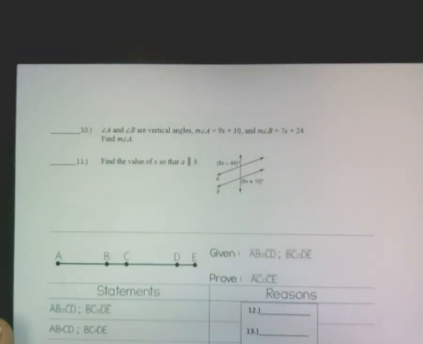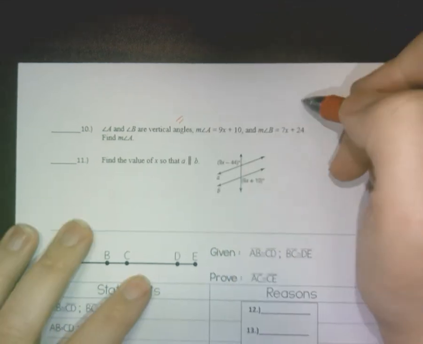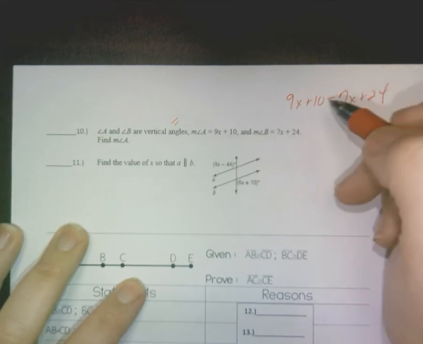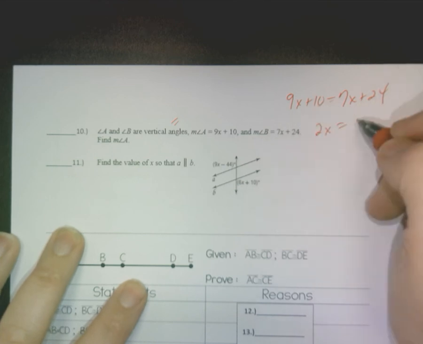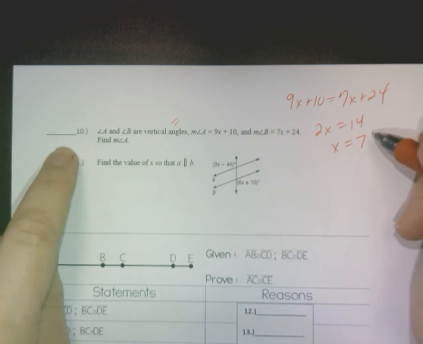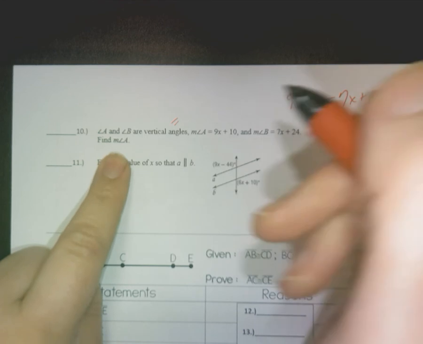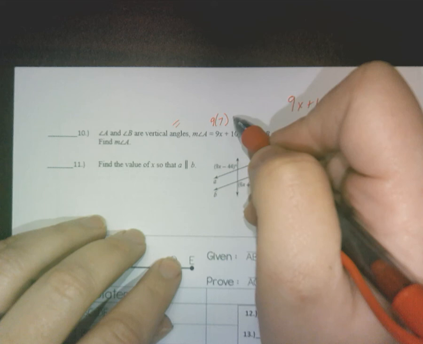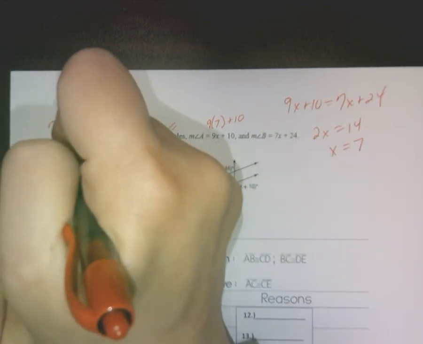Next one. Angle A and B are vertical. Find A and B. What do we know about vertical angles? They are congruent. They're equal. So just set them equal to each other. So let's say, okay, minus 7x would be 2x. Minus 10 would be 14. X is 7. Don't put 7. Why? Find the measure of angle A. Oh, so you've got to plug 7 back in. Be careful. 9 times 7 plus 10. 63 plus 10 is 73 degrees.